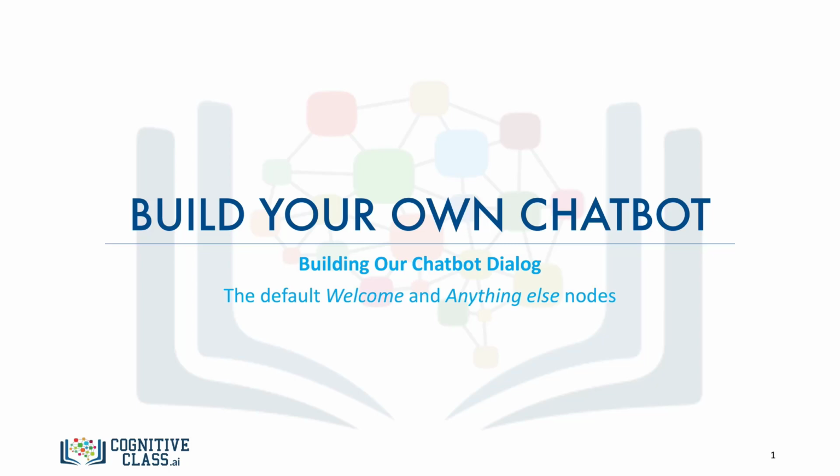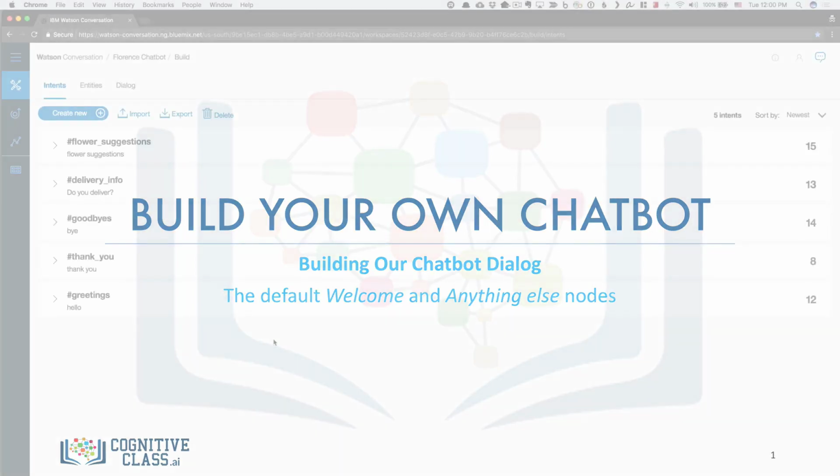In this module, we are going to create the dialog for our chatbot. So far, we have created intents and entities and tested them to verify that Watson correctly identifies them when they appear in the user input. However, Florence, our chatbot, doesn't do much at this time. Specifically, it doesn't interact with the user, it doesn't greet them when they arrive, and it doesn't respond to anything. We are going to fix that in this module.